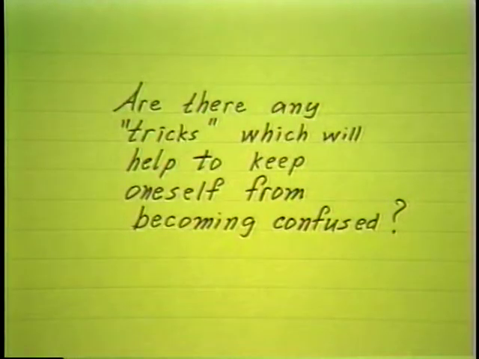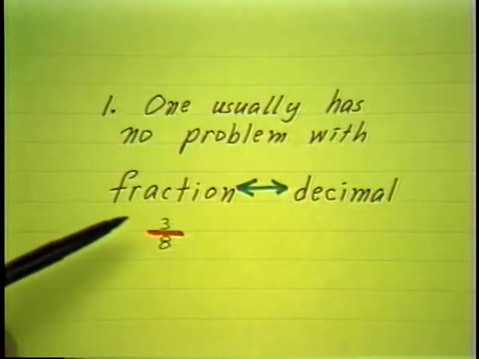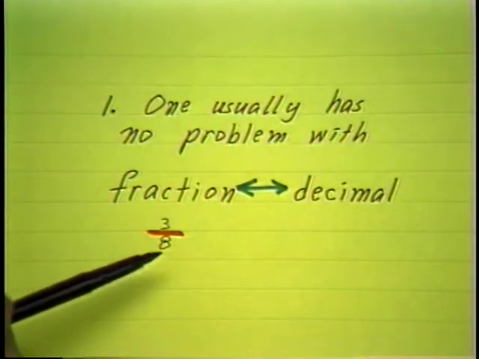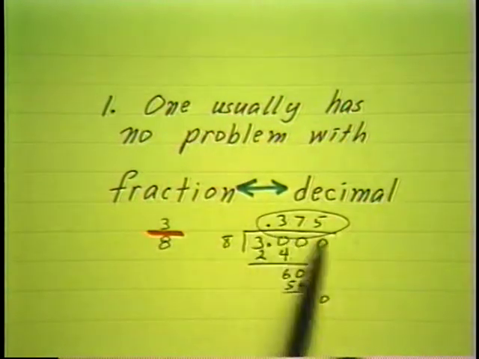The question that will come up in this lesson is, are there any tricks which will help to keep oneself from becoming confused as one goes back and forth? First, one usually has no problem between going from fractions to decimals, or from decimals to fractions. And the key here, of course, is in the fraction bar, which one simply recalls means divided by. So this reads 3 divided by 8, and we do it.